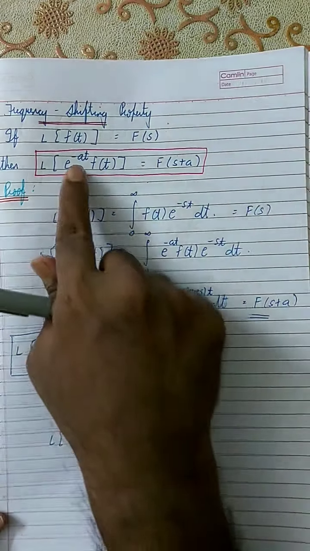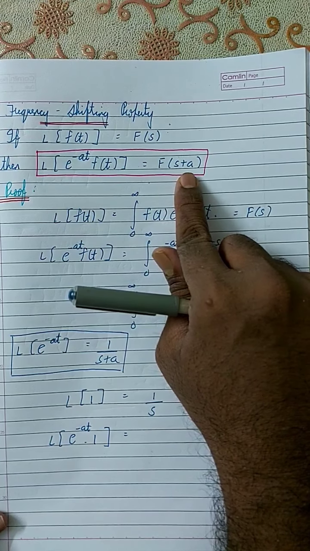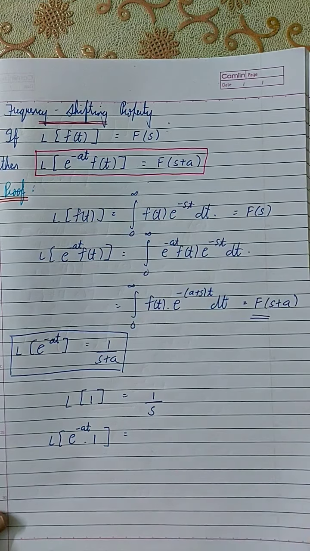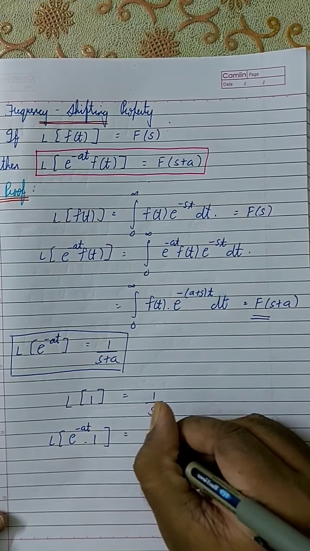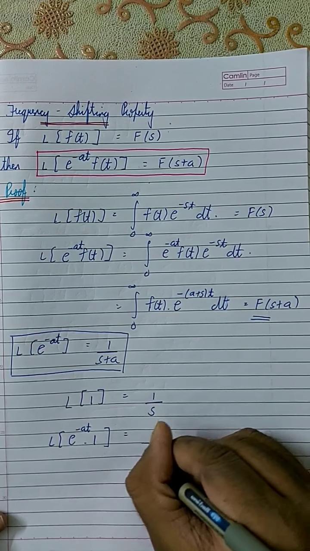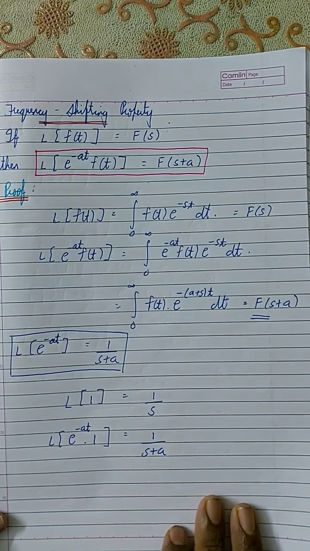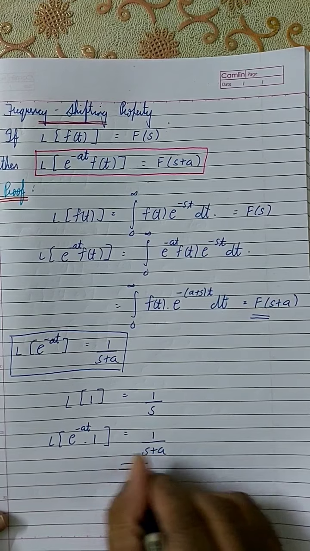e raised to minus at times 1 is nothing but f of s plus a. That means replace every s with s plus a. So here only one s is over here at the denominator. Replace that s with s plus a, and you will get 1 by s plus a. That is how you got this equation.